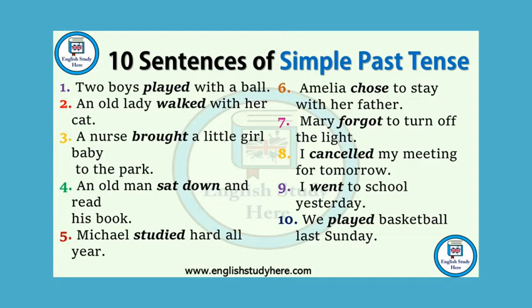Amelia chose to stay with her father. Mary forgot to turn off the light. I cancelled my meeting for tomorrow. I went to school yesterday. We played basketball last Sunday. So I hope you understand the difference between regular and irregular verbs.